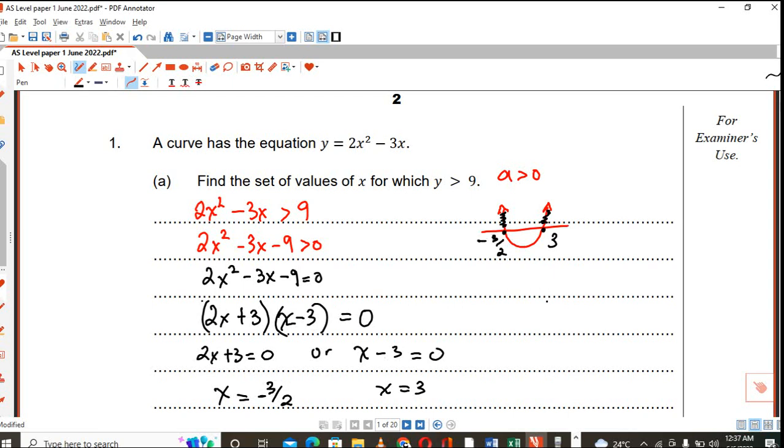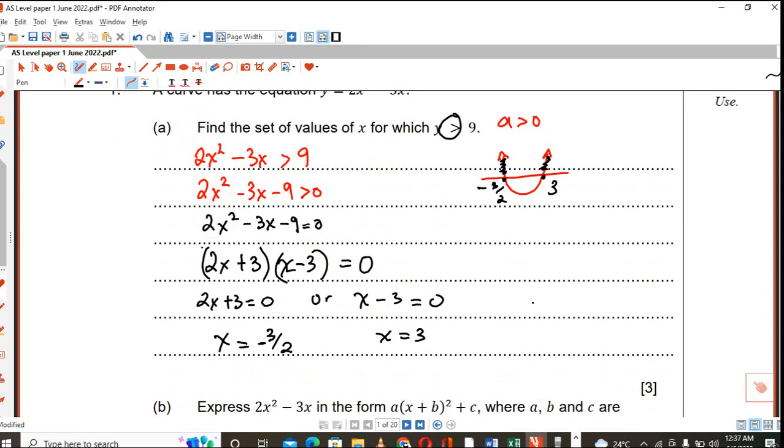So what are the solutions then, because we're dealing with inequalities now? I'm just going to write it in red here. The solution will be x is greater than 3, this part here, or x is less than minus 3 over 2. So these are the solutions to that particular set of values that you are supposed to find.